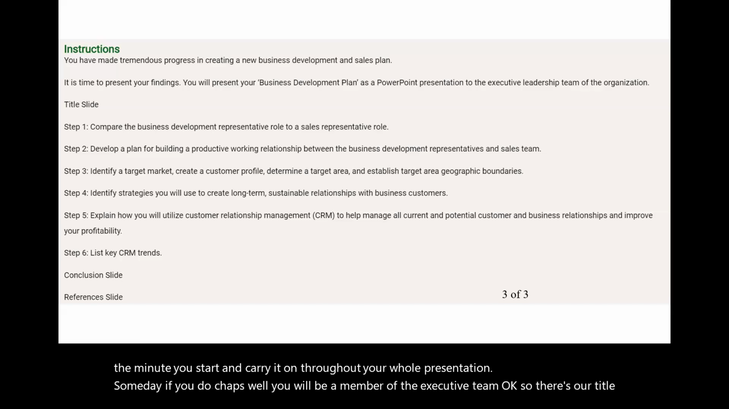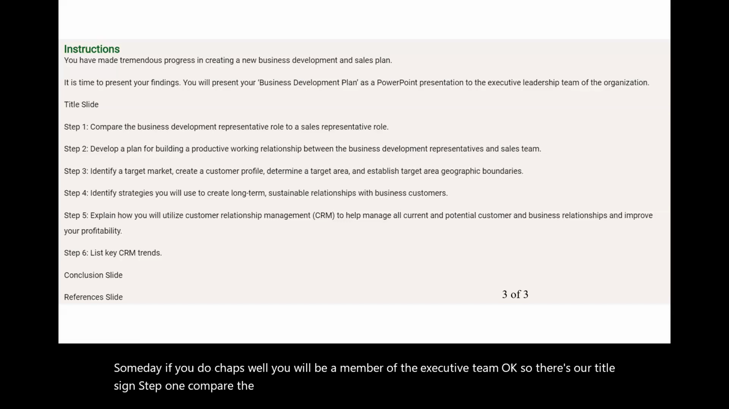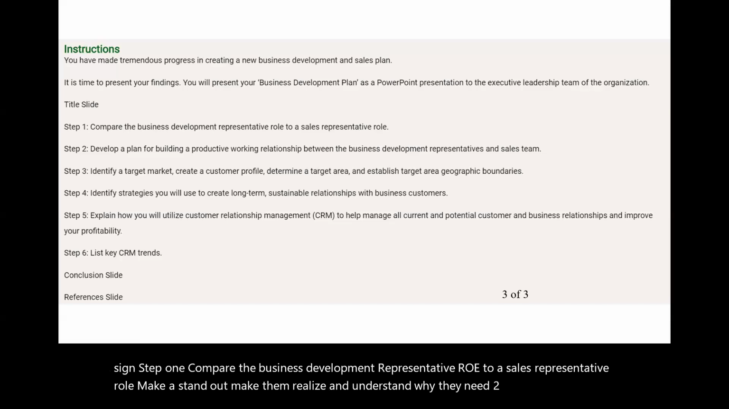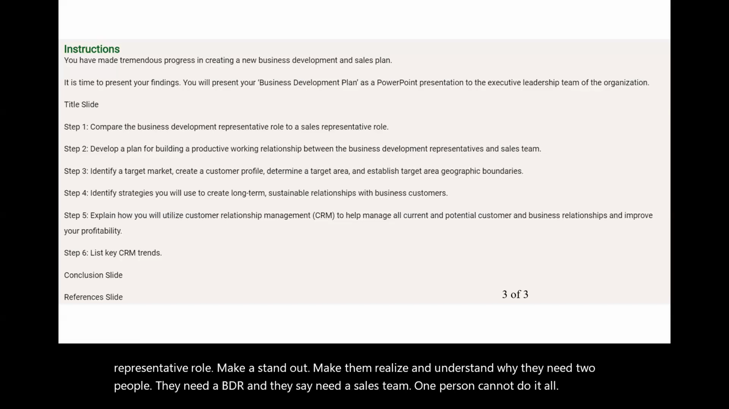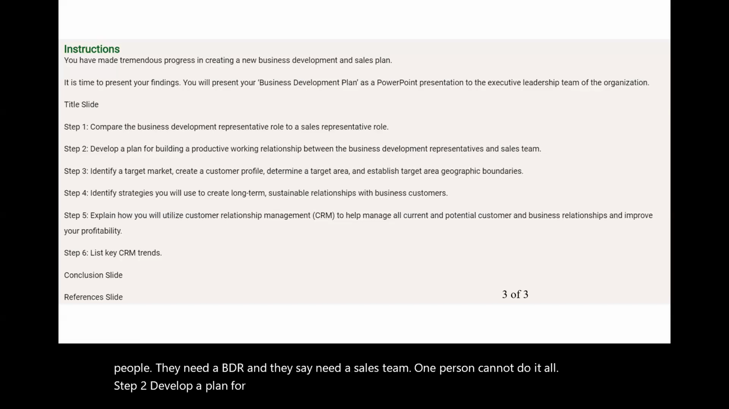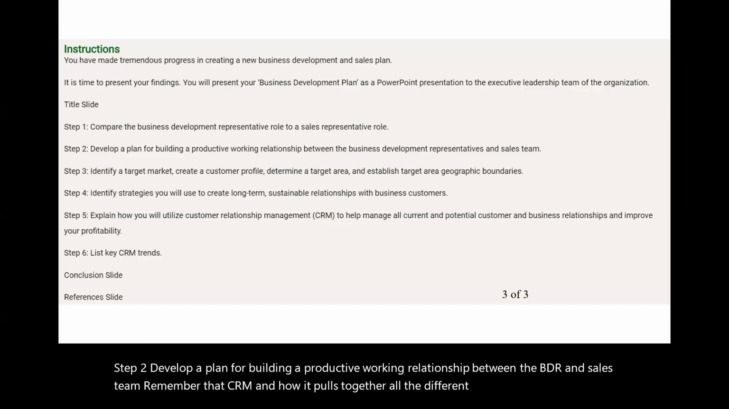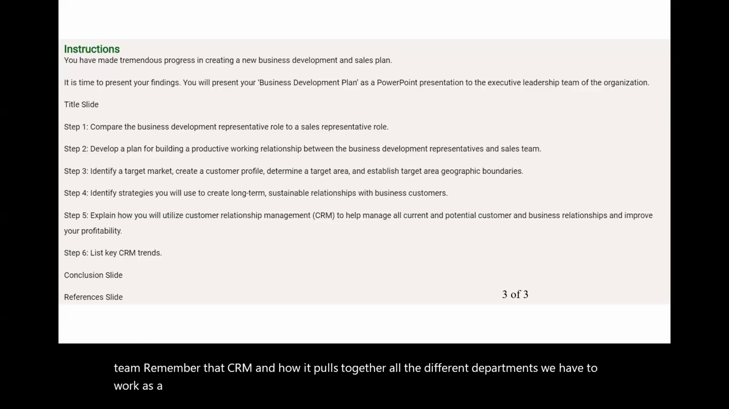Step 1, compare the business development representative role to a sales representative role. Make it stand out. Make them realize and understand why they need two people. They need a BDR and they need a sales team. One person cannot do it all. Step 2, develop a plan for building a productive working relationship between the BDR and sales team. Remember that CRM and how it pulls together all the different departments? We have to work as a team in order to succeed.